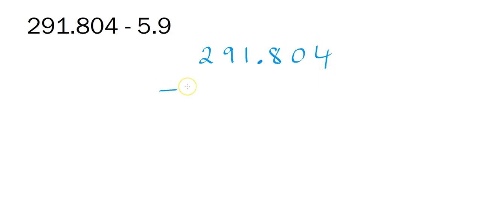291.804, and we have to subtract from that 5.9, so let's just line up these decimal points. Okay, if we do that, we'll get everything into the right place values. So the 9 goes straight after the decimal point on the right, and the 5 goes right before the decimal point on the left. Now, that's it.